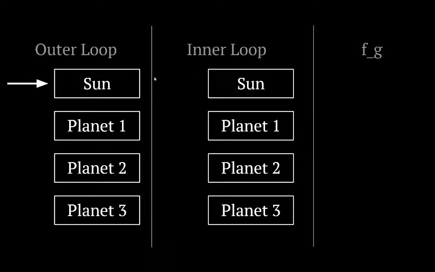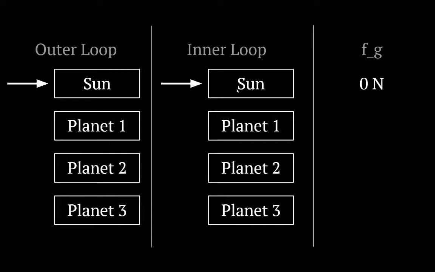First, the outer loop is going to start with the first object in bodies, which is going to be the sun, because it has an index of 0. Then it's going to get to the inner loop, and it's going to calculate the force of gravity of the sun on the sun. And of course we know that's 0. That's why we added that extra line at the beginning of our force of gravity function, so that it knows that if an object is at the same position, then the force on itself is 0.